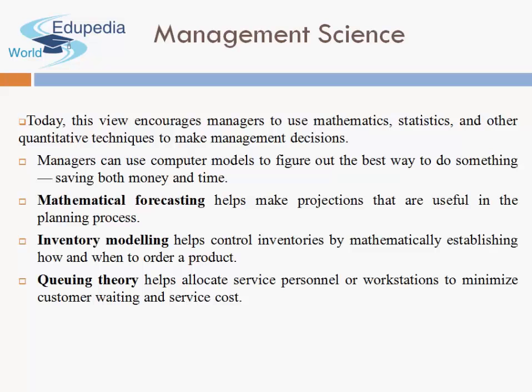Queuing theory again is part of statistics, which helps allocate service personnel or workstations to minimize customer waiting and service cost. Queuing theory helps managers know how much time would be required in manufacturing a particular product. So these are management tools based on statistics, physics, and other sciences, which help managers take decisions related to production, inventory management, and planning.